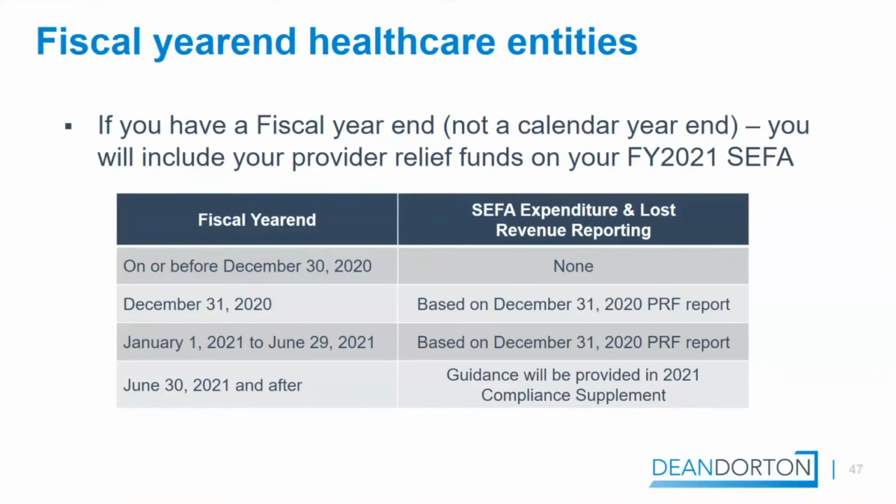If you have a June 30, 2021 or after fiscal year end, you will likely report your December 31st and June 30 numbers, both numbers, in your schedule of expenditures of federal awards, but that guidance isn't out yet. The guidance that's out only goes through June 29th, 2021. And so more guidance will come out next year around what you will be reporting. But my guess is those June 30 and after fiscal year ends will include both what you included as of your December 31st reporting requirement and as of what you included in your June 30 reporting requirement.